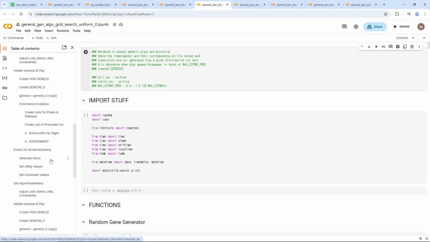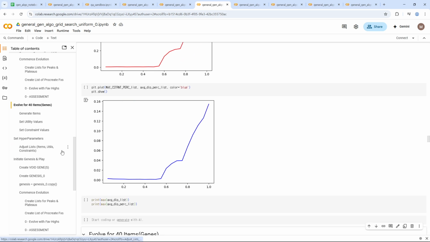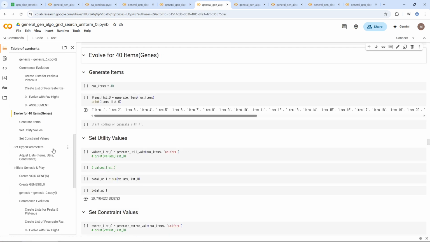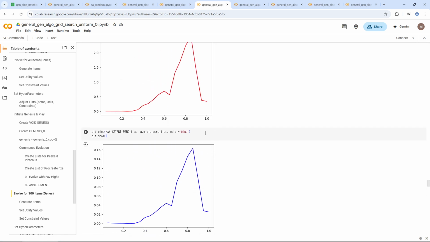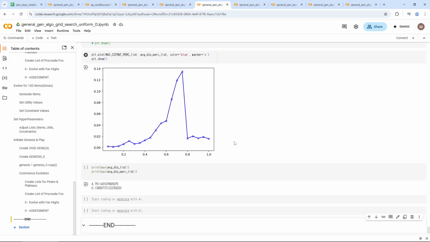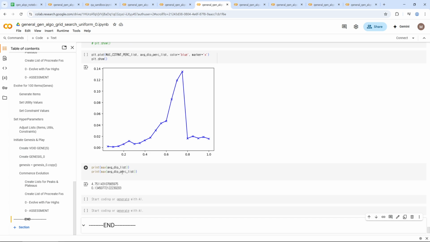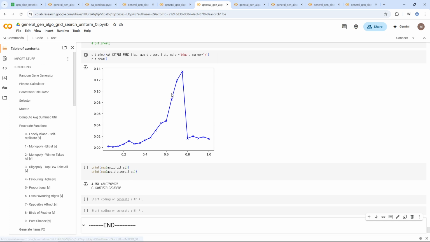And okay, 10 items. When we are only dealing with 10 items, this is what happens. So we've seen that. When we are dealing with 40 items, this is what happens. Again, we've seen this. It goes up and it comes down. And when we deal with 100 items, this is what happens. So again, the maximum average dip percentage occurs at 0.75 or 75% of the total sum of constraint values, and they come back down when it's at 0.8 or 80%. And the maximum average dip percentage was 0.13 or 13% when we use the uniform distribution.